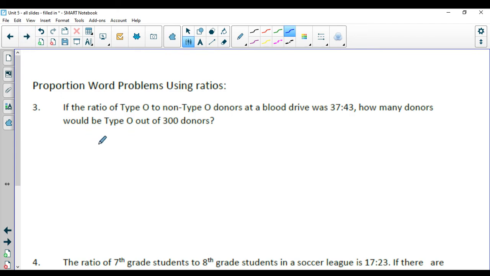In the word problems using ratios, this is going to be a little bit more complicated. We're going to be looking at part to whole is what we're going to be considering here. So we're going to have to keep that in mind. So number 3, the ratio of type O to non-type O donors at a blood drive was 37 to 43. How many donors would be type O out of 300? So this is a total number of donors.